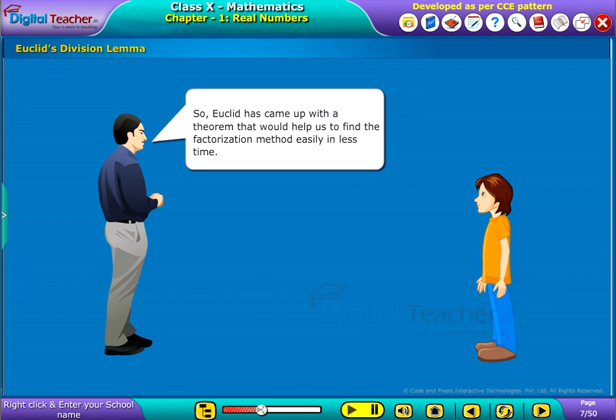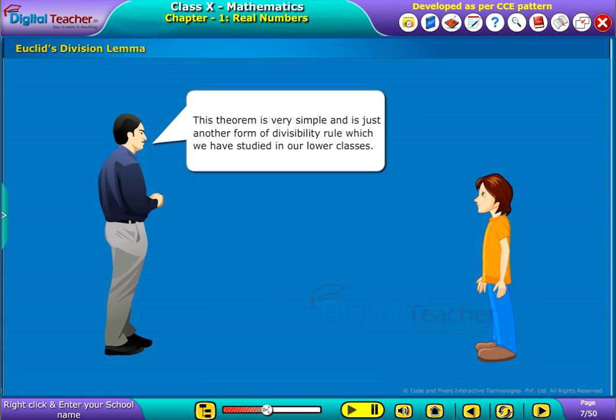So Euclid came up with a theorem that would help us to find the HCF more easily in less time. This theorem is very simple and is just another form of the divisibility rule, which we have studied in our lower classes.